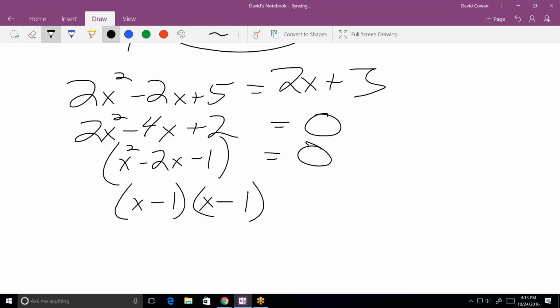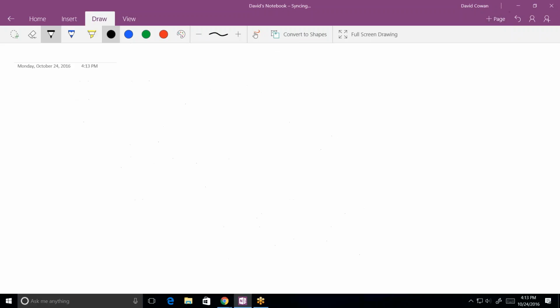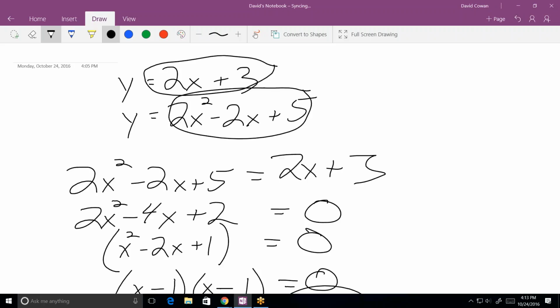Somehow that plus sign got changed to a minus. There we go. So what's the solution? X equals 1. All right. What next? Well, don't we have to plug that in for X and find Y? Yes. They said check it.